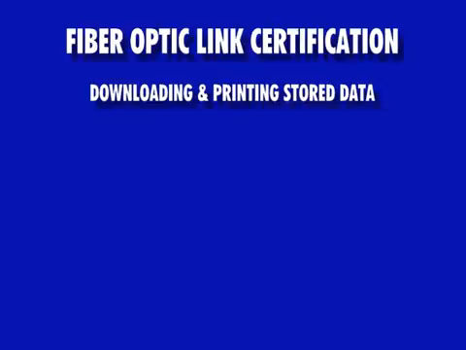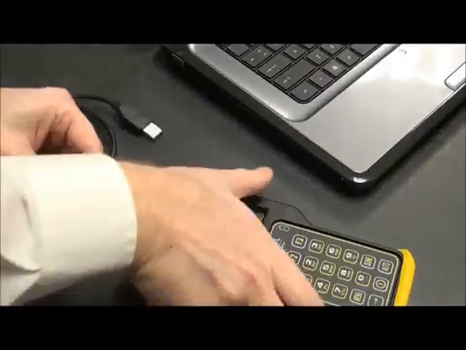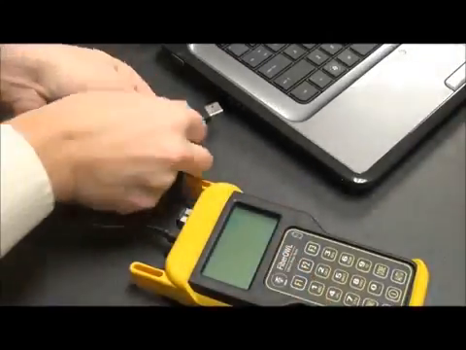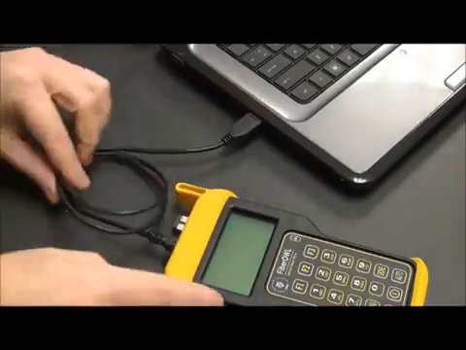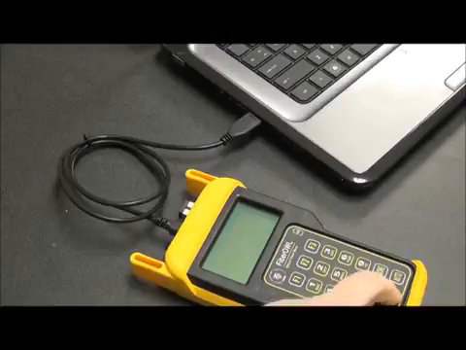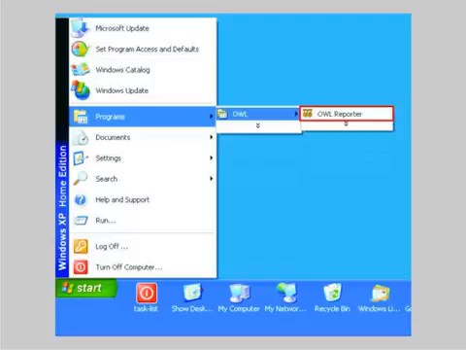Once data has been stored in the optical power meter, test results can be downloaded to a PC to produce a certification test report. First, install the USB driver and Owl Reporter software from the supplied CD or a USB flash drive. Connect the power meter to the PC using the supplied USB cable. And then power on the power meter. Then start the Owl Reporter program. The program shortcut can be found in the Start menu.